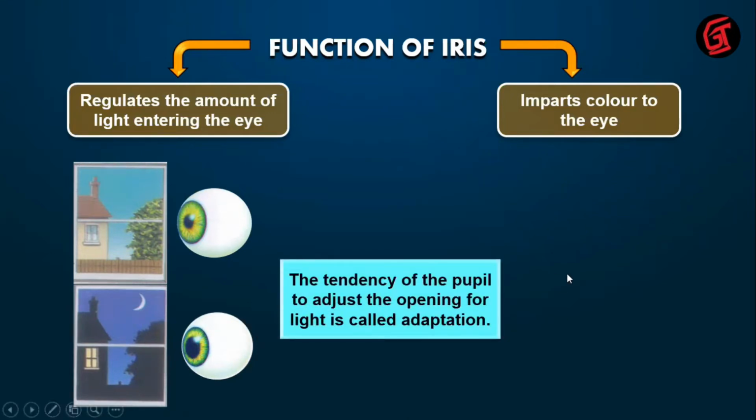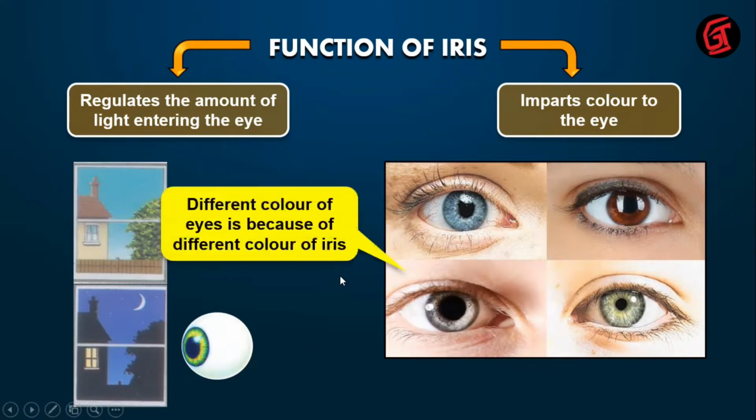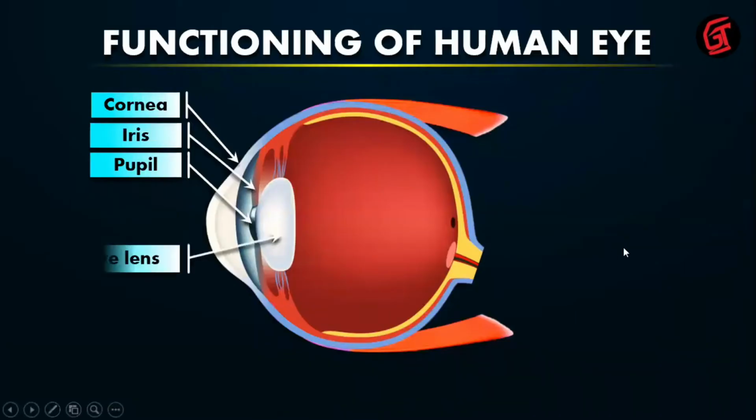The tendency of the pupil to adjust its opening according to the light is called adaptation. This can come as a fill in the blanks. Now if you see here, these are the different ways your pupil contracts and relaxes. Different color of eyes is because of different color of the iris. So everyone has a different eye color.